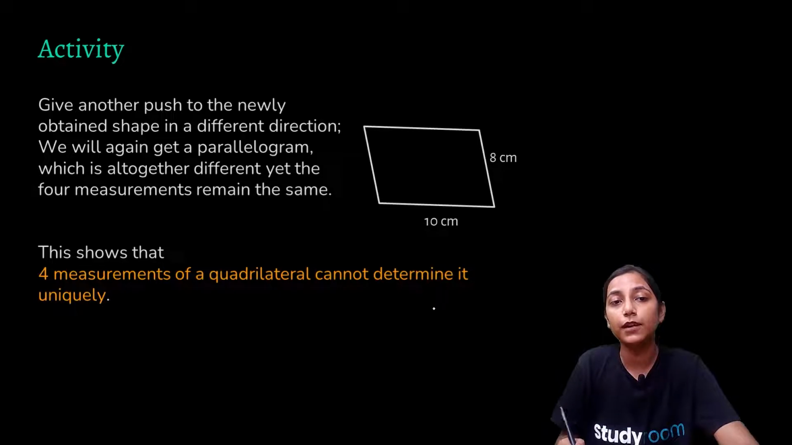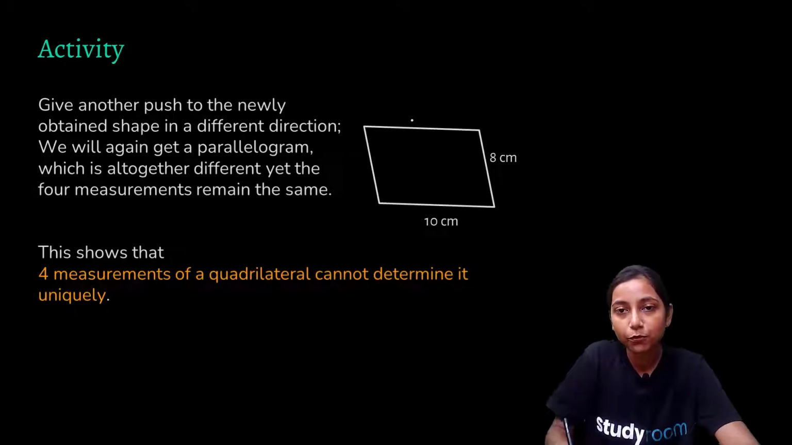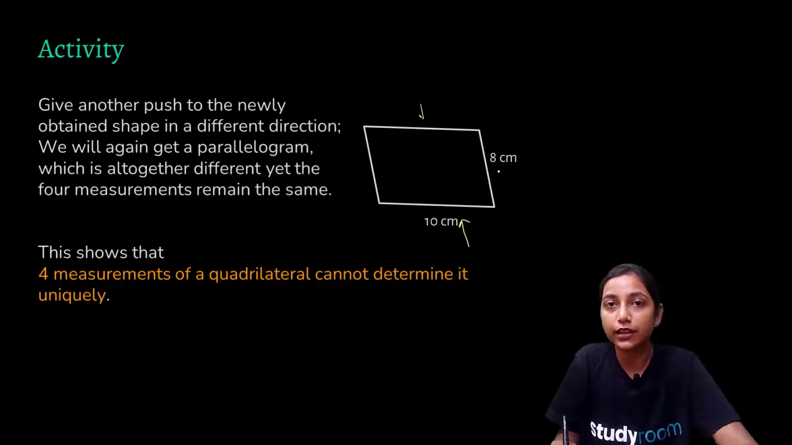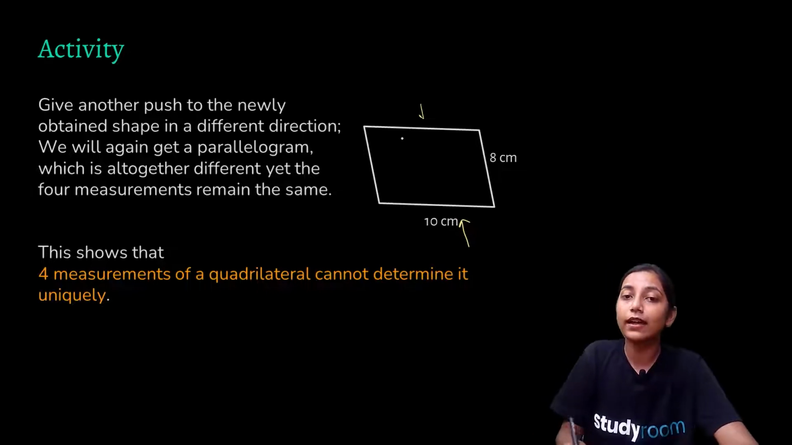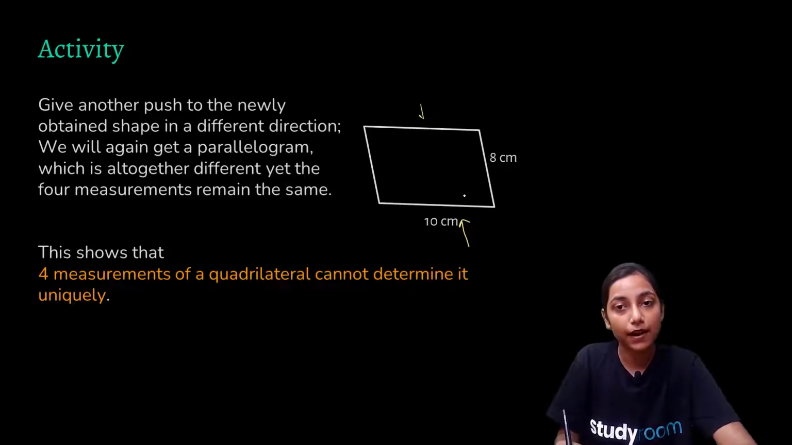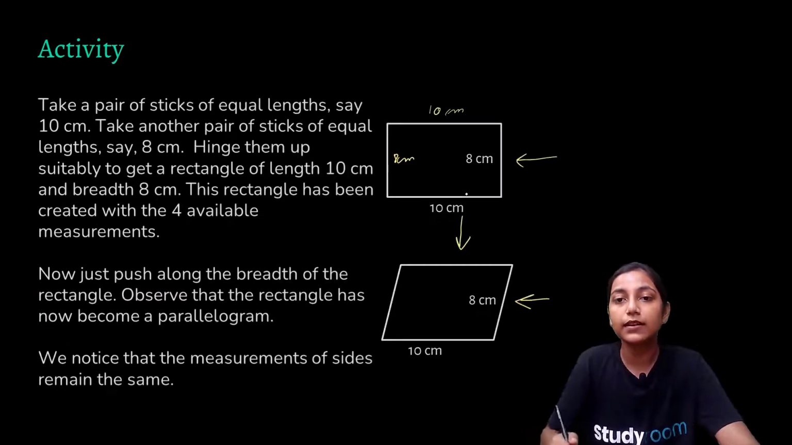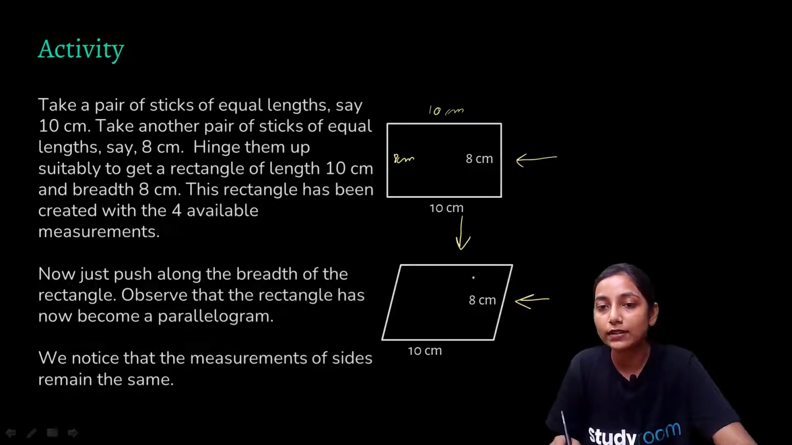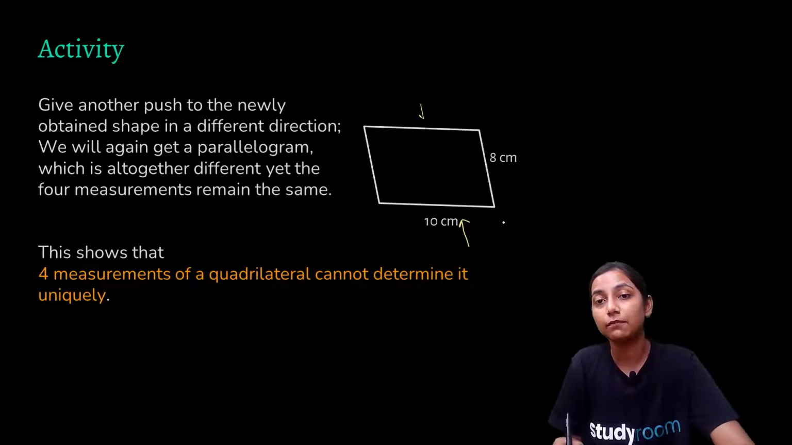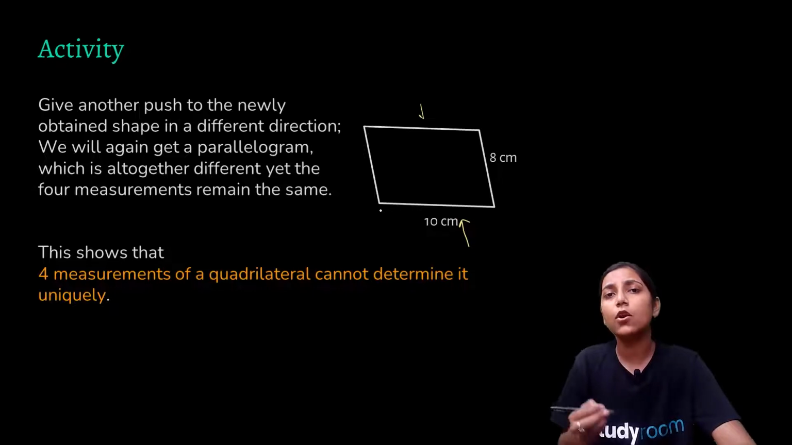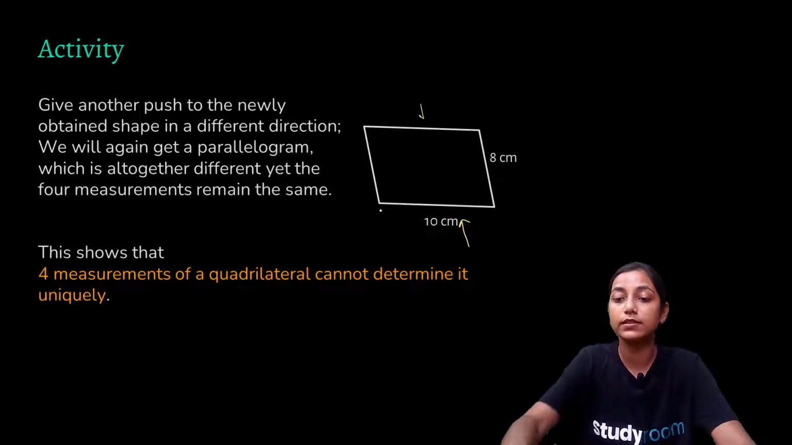Give another push to the newly obtained shape in a different direction, other than pushing it towards the breadth. We will again get a parallelogram which is altogether different, yet the four measurements remain the same. We started with a rectangle, pushed along one side, and got a parallelogram having the same measurements as the rectangle. Pushing along the other side of that parallelogram, we got another parallelogram looking a bit different but having the same measurements once again.